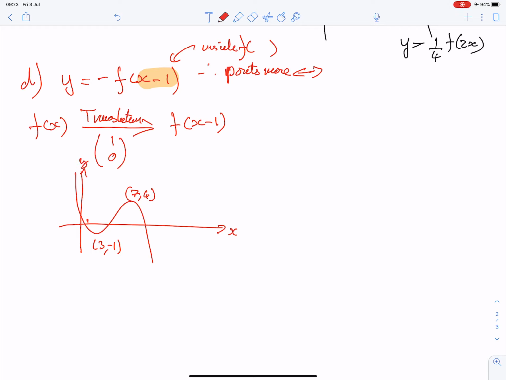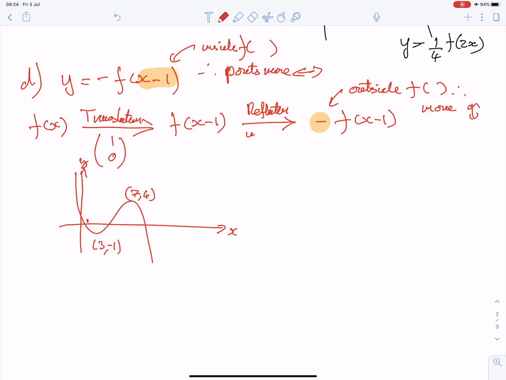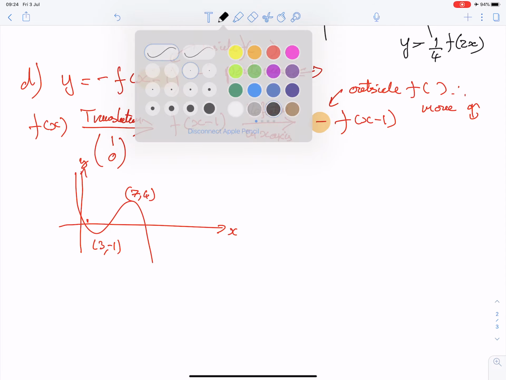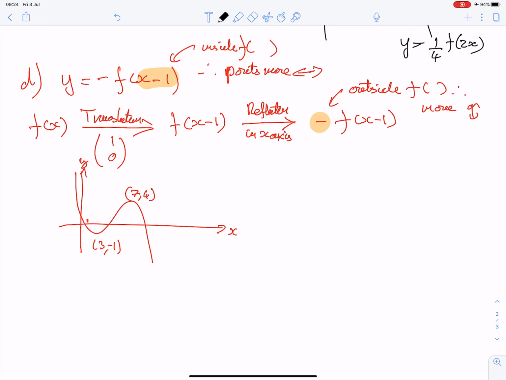Okay, now it's negative f of x minus 1. So this minus is outside of f brackets, therefore it's going to move it in the y direction. And when we change the sign, it's a reflection. And if the point's going to move up and down, it's got to be in the x-axis. So if we reflect our shape, it's going to now go, if you like, from a negative cubic shape to a positive cubic shape.